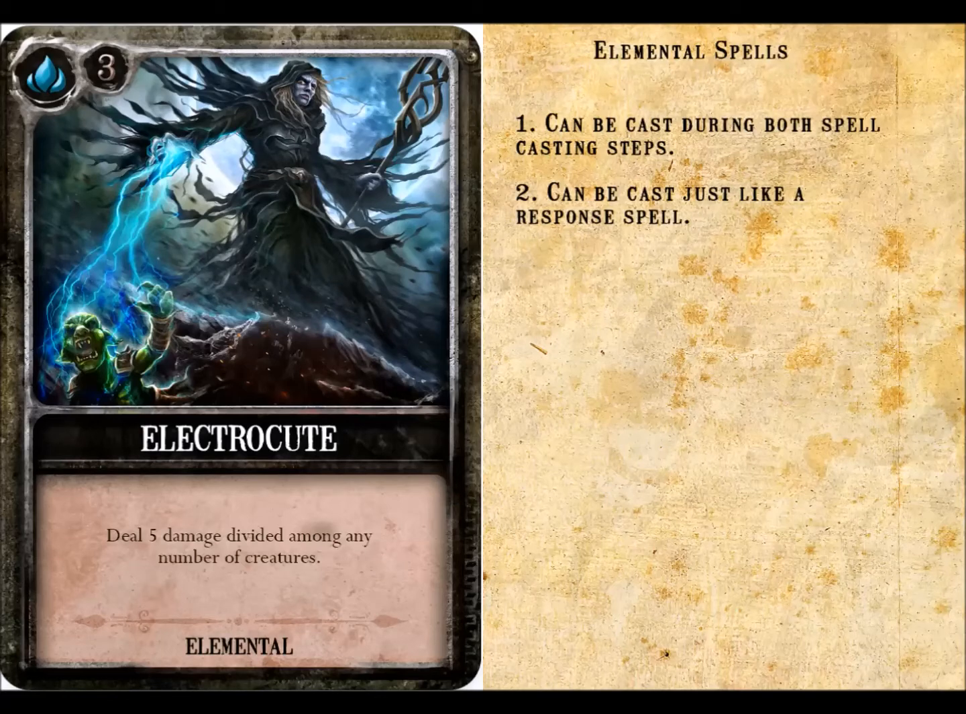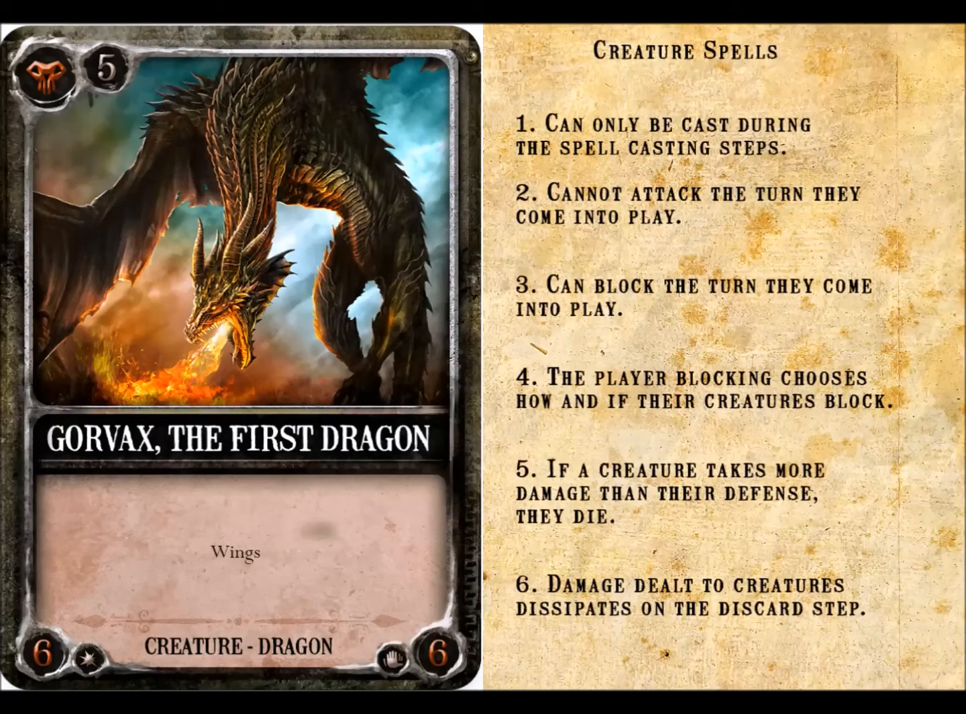Other than that, elementals can pretty much be cast anytime, and these are pretty much the way you're going to deal most of your damage other than attacking with creatures on your turns. Speaking of creatures, let's actually jump into what creature spells do. You can see we're using Gorvax the First Dragon here again. Creature spells can only be cast during the spellcasting steps, so the first or second spellcasting steps, they can be used. Creatures cannot attack on the turn that they come into play, but they can block on the turn that they come into play.